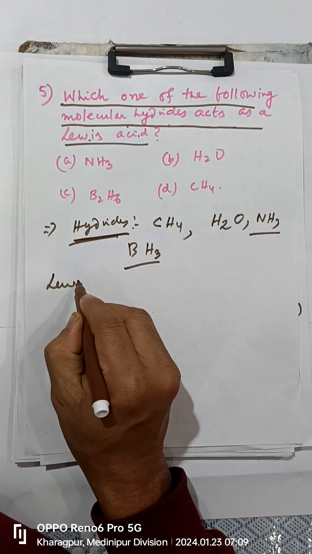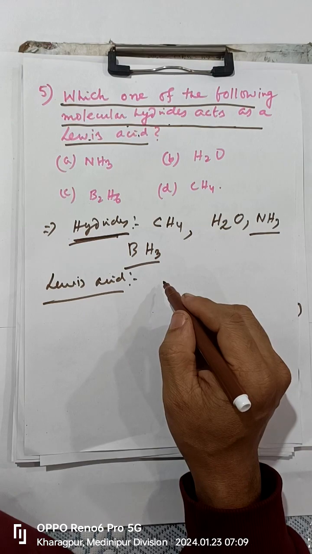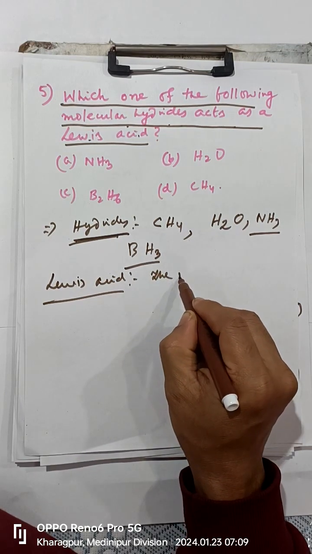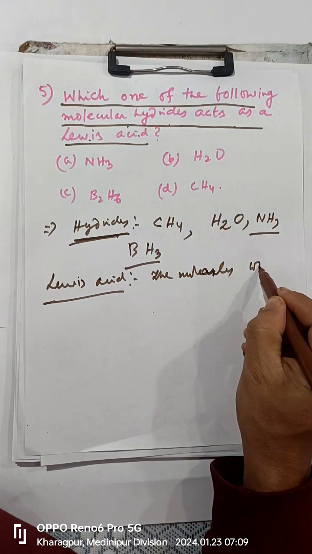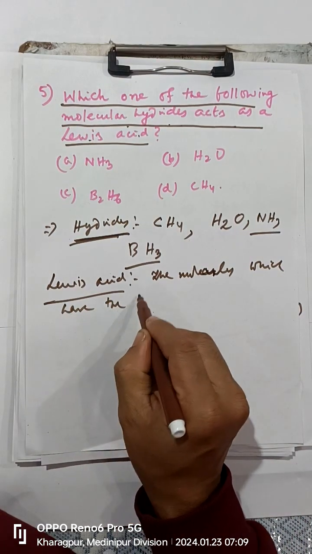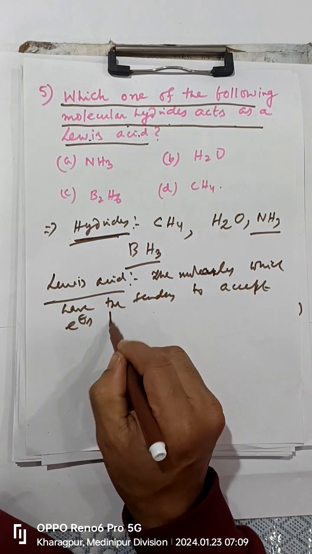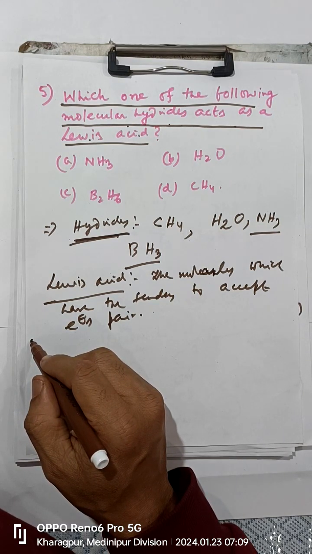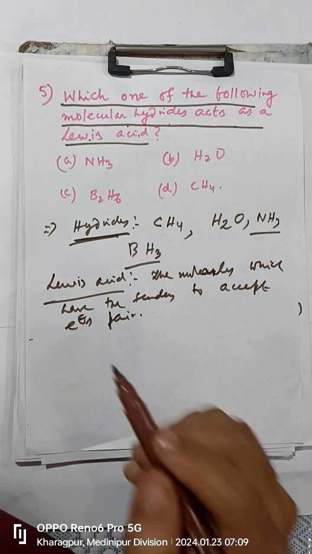So what is this Lewis acid? All of you know, Lewis acid and Lewis base are very important topics of this chemistry portion. Lewis acid means the molecules which have the tendency to accept an electron pair. And the molecules that have the tendency to donate the electron pair are called Lewis bases. So we are not bothered about the Lewis base, and the question is about the Lewis acid.